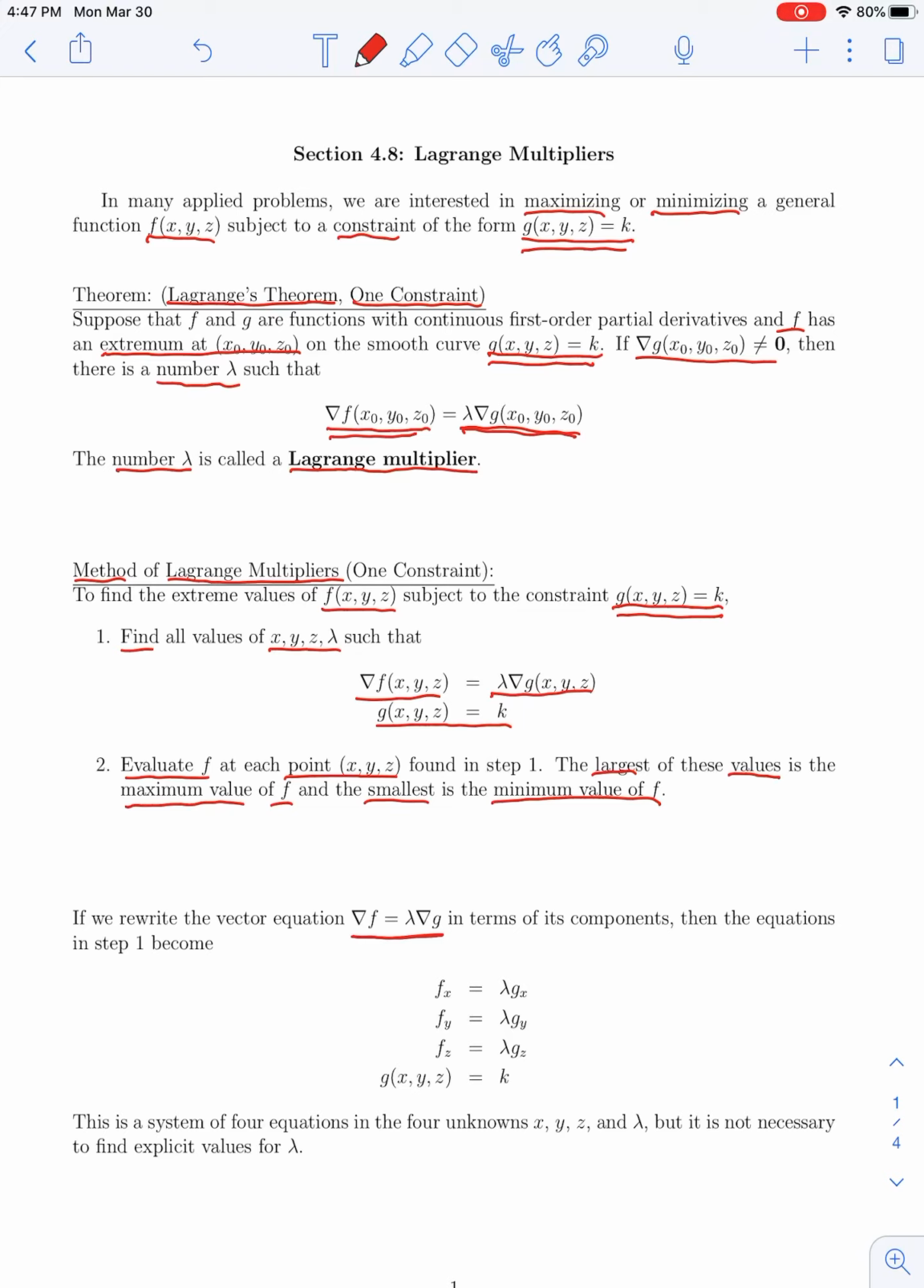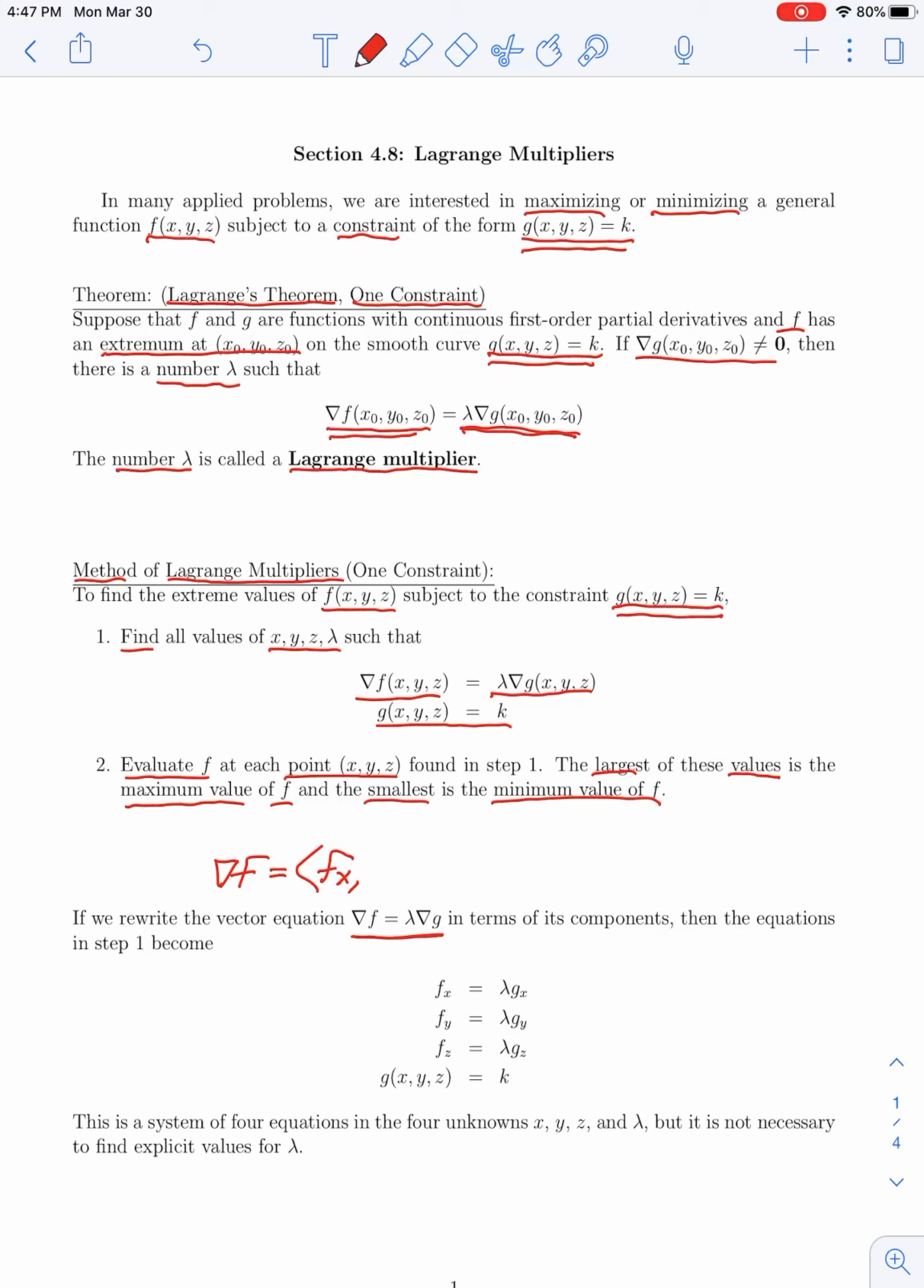Now, when we apply this method, the first equation that we're looking at is the equation where the gradient of f is equal to lambda times the gradient of g. So let's think about what that equation really says. Typically, it gives us 2 or 3 equations which must hold.